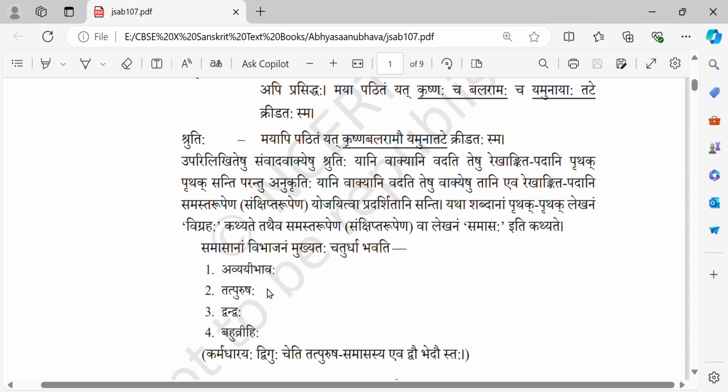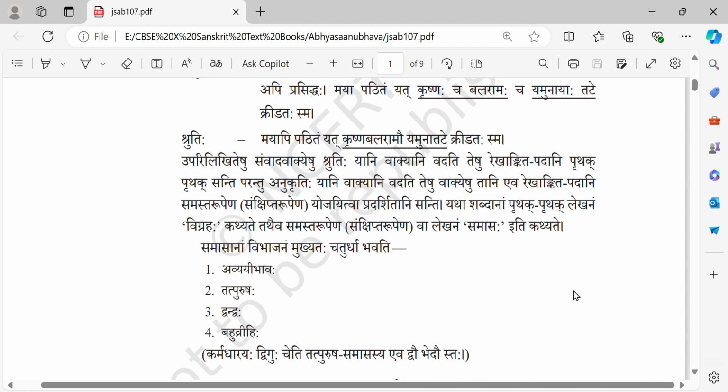Karmadharaya and dvigu cheti tatpurusha samasasya eva dvau vedau staha. There are other two samasa also, karmadharaya and dvigu. They form the subdivisions of Tatpurusha Samasa. Since they are the subdivisions of Tatpurusha Samasa, they are not given the other extra numbers as 5 and 6. Okay, now I repeat it.